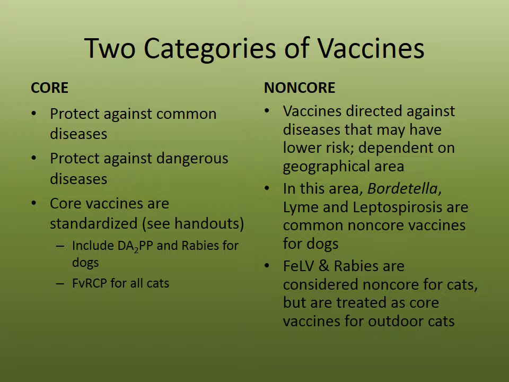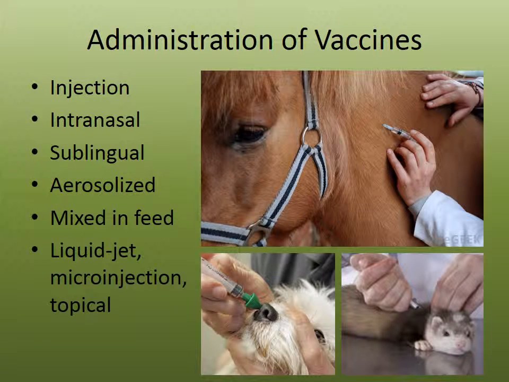So feline leukemia and rabies are considered non-core for cats, but essentially for outdoor cats, they're treated as core vaccines. There's a little bit of debate over what should be core and non-core in certain areas, but basically we just use our judgment, and each clinic will have its own protocol.